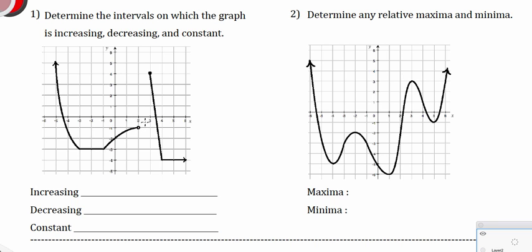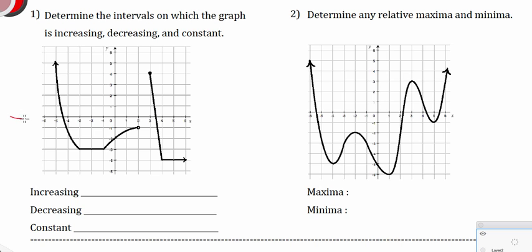It skips over this little bit from 2 to 3. It goes back downhill again, which is decreasing, and then straight across again, which is constant. So we have decreasing, constant, increasing, decreasing, and constant. And we just have to break up our intervals.